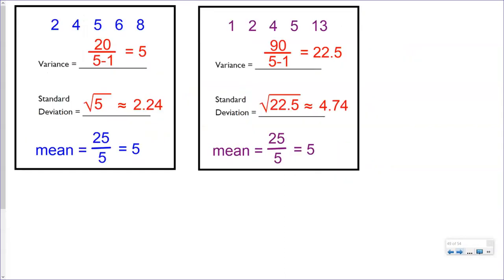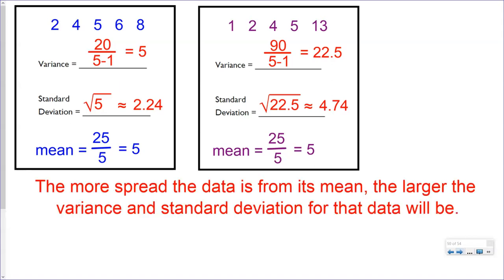Now let's compare the two data sets. They did have the same mean, but the second data set had a much larger variance and a much larger standard deviation than the first data set. That does tell us something. It tells us that the second data set had values that were much more spread out from the mean than the first data set.